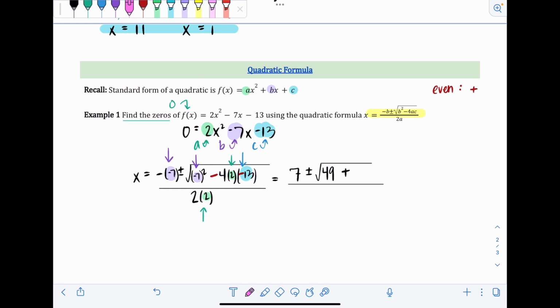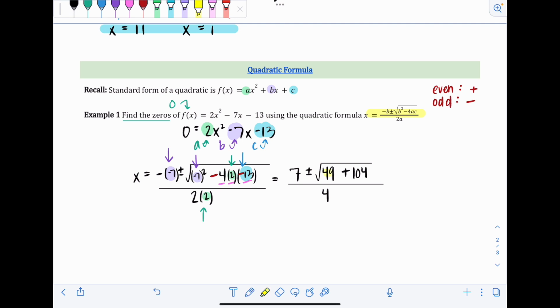And then now I can just multiply 4 times 2 times 13, and I don't have to worry about the signs because I already counted my negatives and they're an even amount. There's 2 of them, so I'll have a positive outcome. So 4 times 2 times 13 is 104. And then over in the denominator, I have 2 times 2, so 4. So if you count an even amount of negatives, it's going to be a positive product once you multiply them. If it's an odd amount of negatives, you would have a negative product.